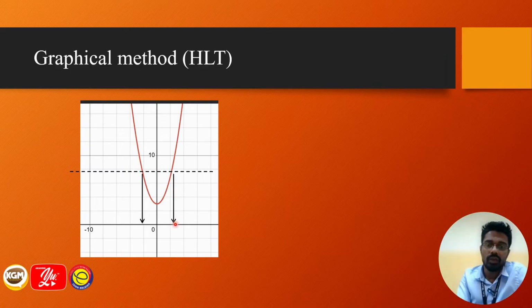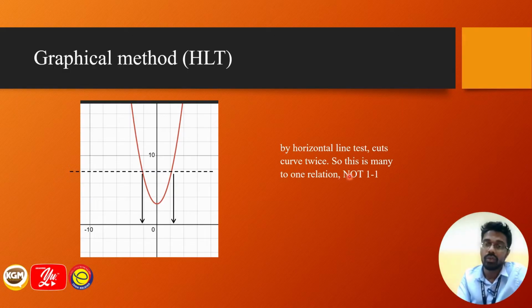this value of x is going to go to a value of y, and this value of x is also going to go to the same value of y. So what does that mean? This means that it is a many-to-one relation, hence not one-to-one. It cuts the curve twice, so it is a many-to-one relation, not one-to-one. So there you go. By the horizontal line test, we have proved that this is not a one-to-one relation.